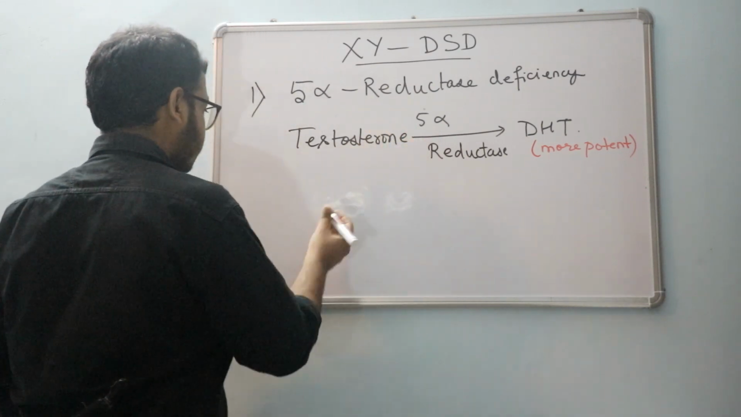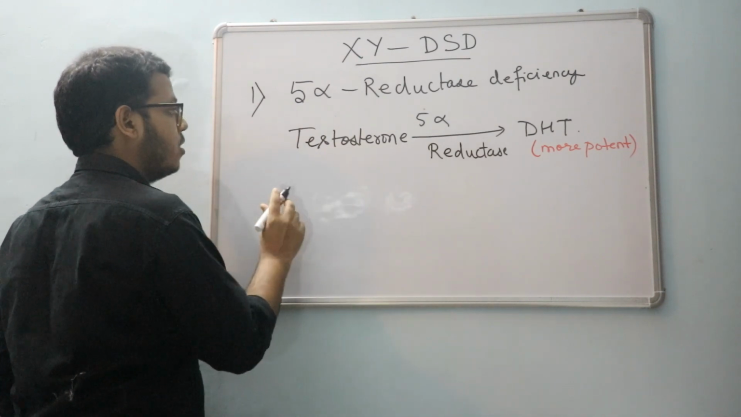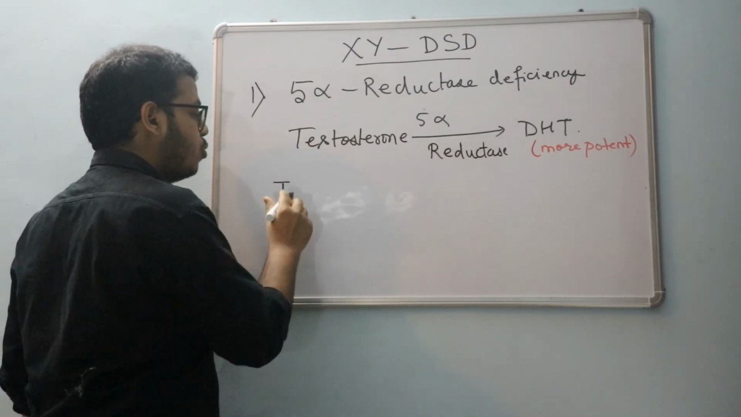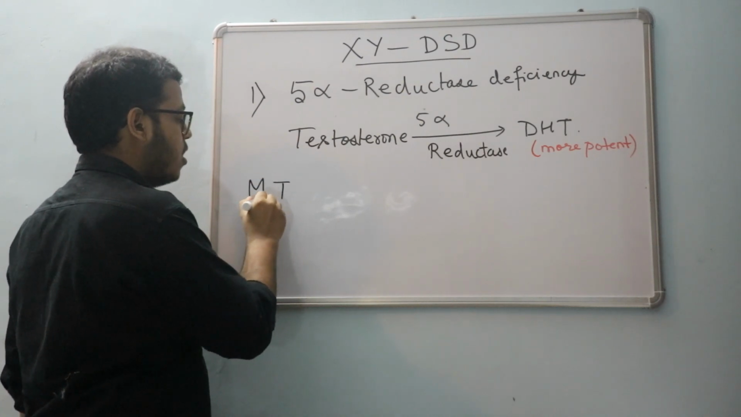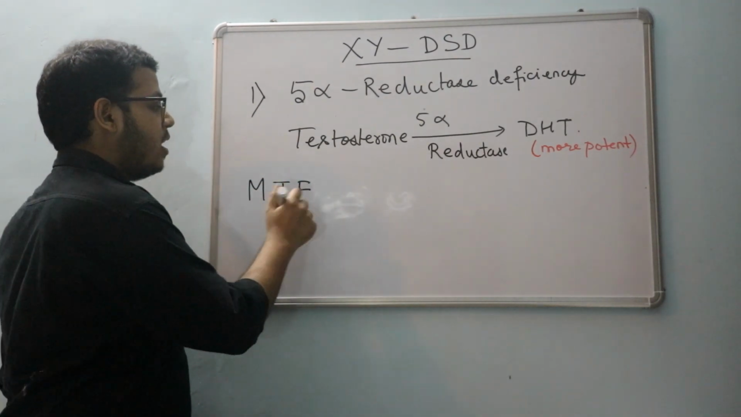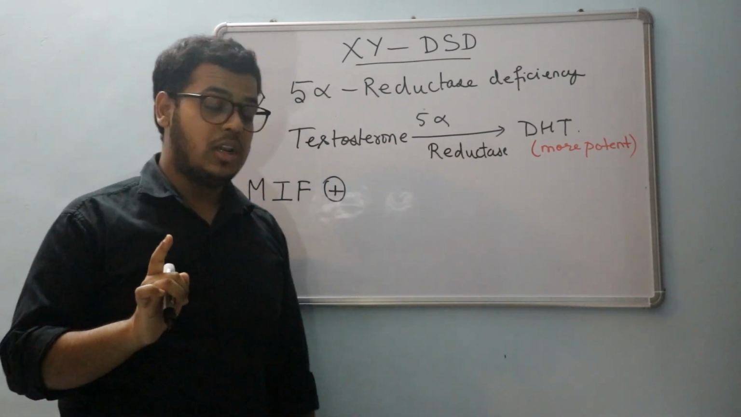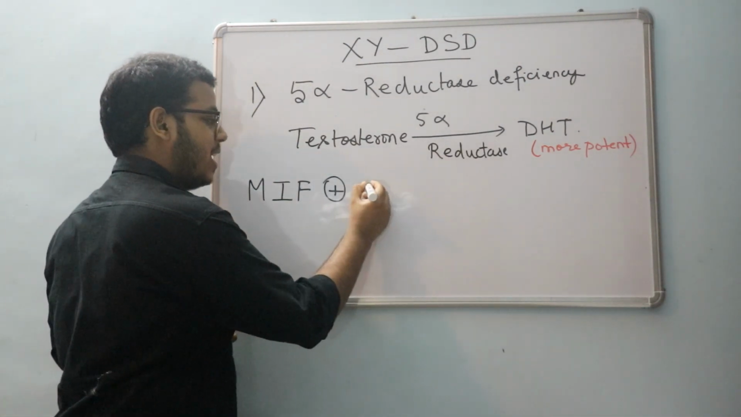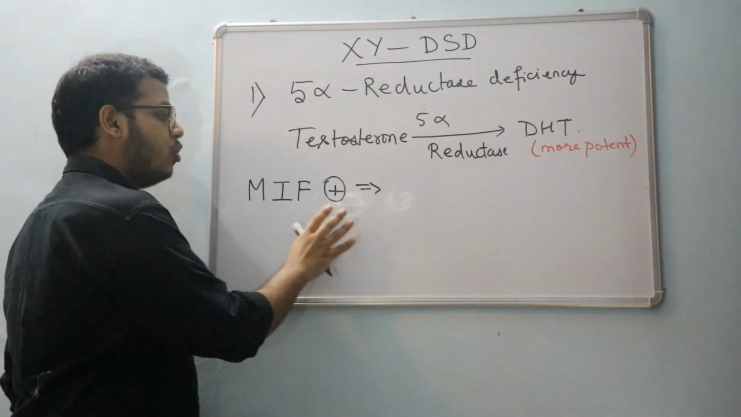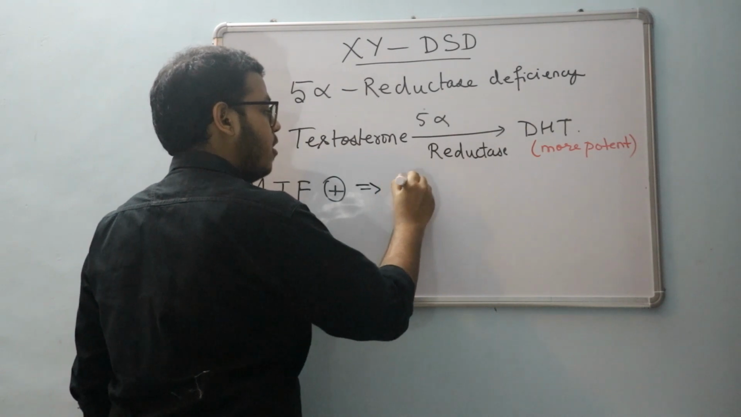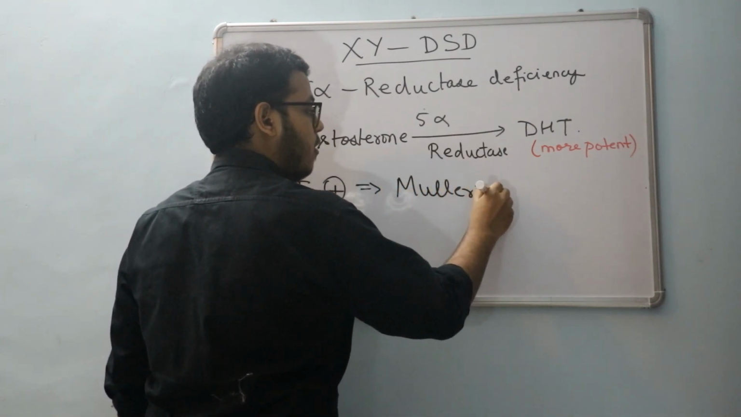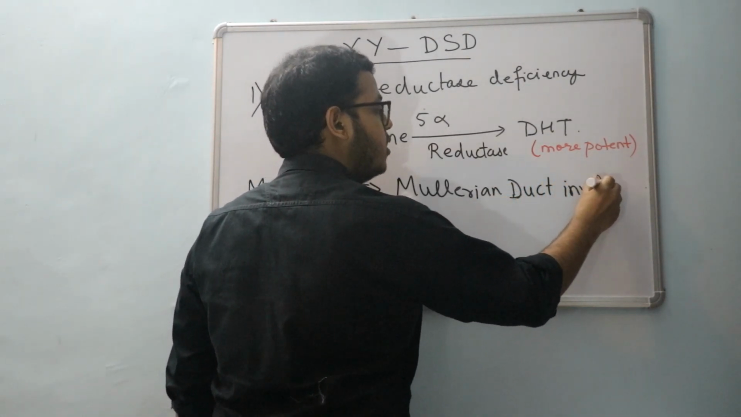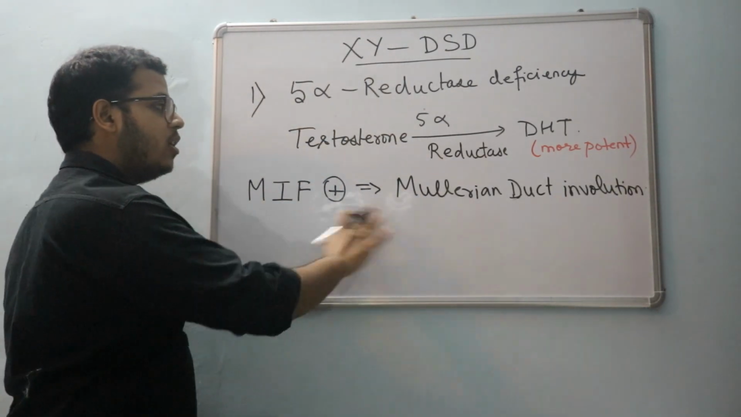So what will be the resultant? See, testosterone is present and the testes are normal. First thing is testes are normal. So the testes will also produce the MIF. Okay, MIF is present because testis is normal. What is MIF? If you have seen my video about the basics, it is the Mullerian inhibitory factor, also known as AMH, anti-Mullerian hormone. So because this is present, because the testis is normal, there will be Mullerian duct involution. Okay, so there will be Mullerian duct involution or degeneration, whatever you want to say. So Mullerian duct will be degenerated.